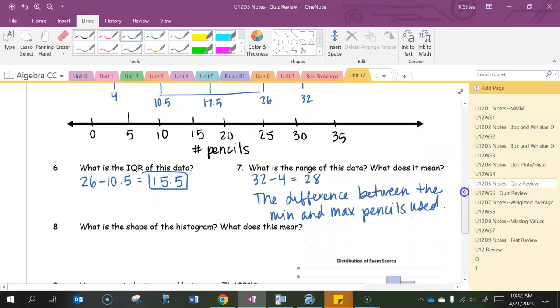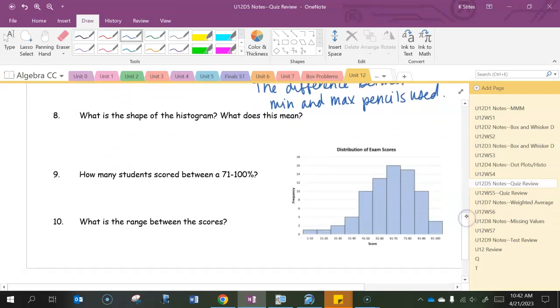All right. So next we're going to talk about histograms. You have this histogram here. What is the shape of this histogram and what does this mean? This says distribution of exam scores. So these are some test scores. We would call this skew left because we have less data points on the left. Specifically, this means we have less bad scores, okay, because those are the type of scores on the left, or you could say less low scores.